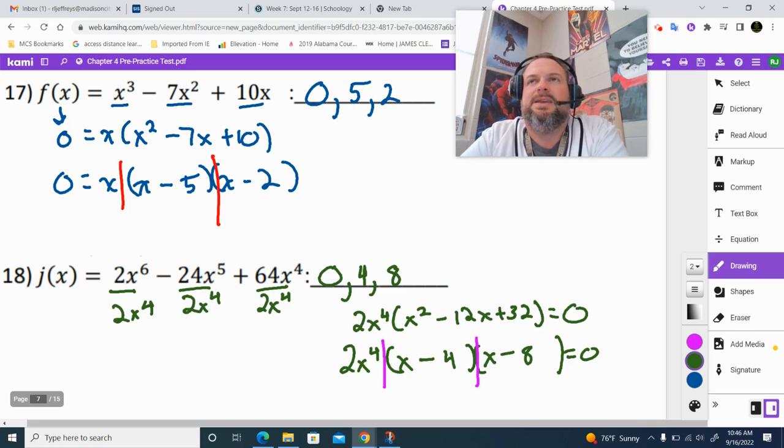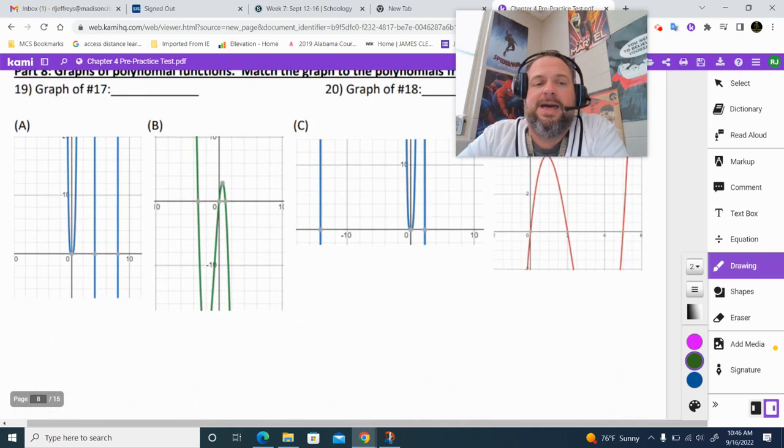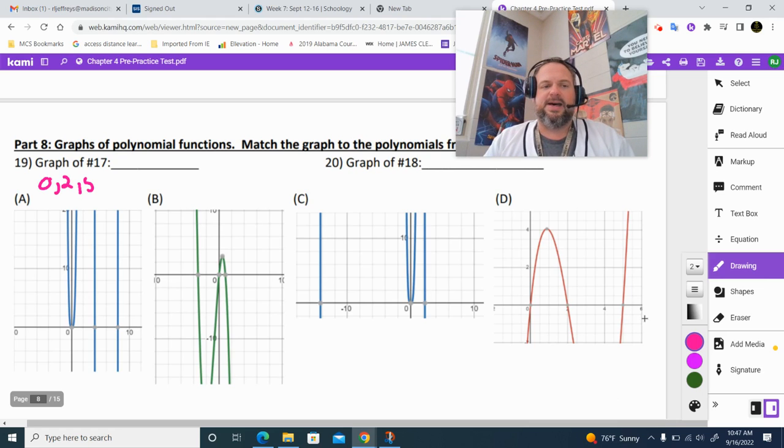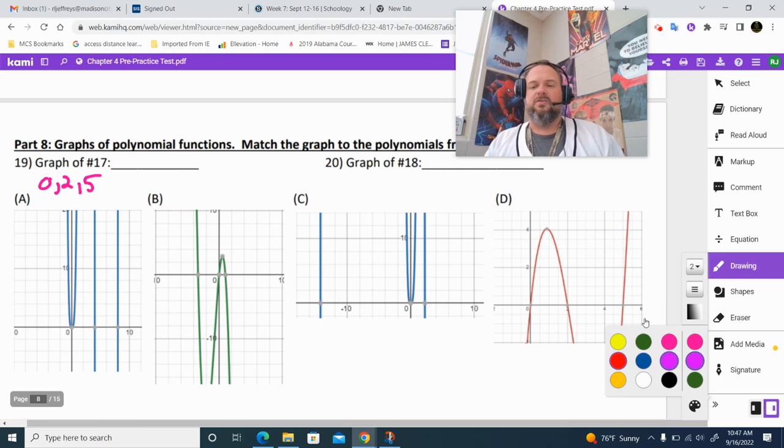Now, kind of important that you, on 17 and 18, because those actually help you for the last two. So the roots that we had for 17 were 0, 2, and 5. For 18 were 0, 4, and 8.